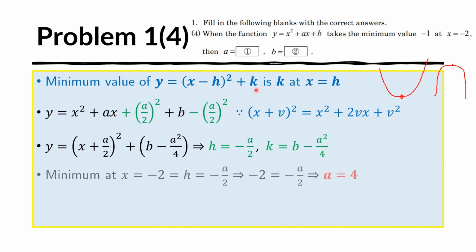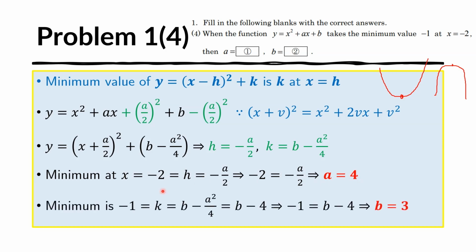And so we do the following. Because it's minimum at x equals -2, which is h, because h is where the minimum happens. And we know that h is equal to negative a over 2. We can say that -2 here is equal to negative a over 2. And therefore, if we multiply both sides by -2, we get a equals 4.